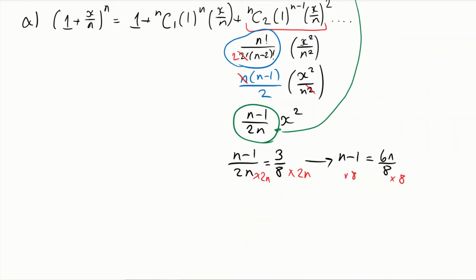We have n minus 1 equals 6n over 8. We times both sides by 8. We get 8n minus 8 equals 6n. Rearranging that, we get 2n equals 8. Then n is equal to 4. Now we know that n is 4.